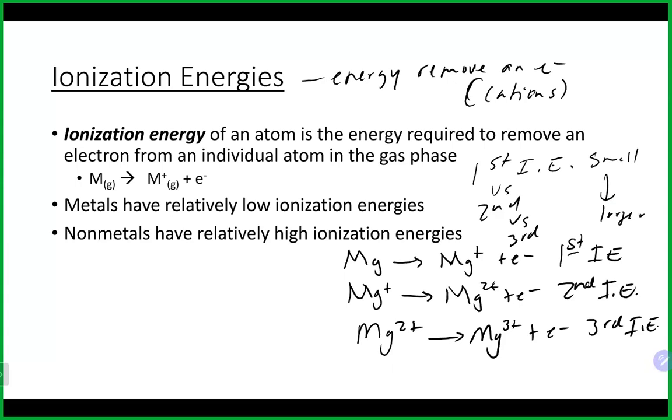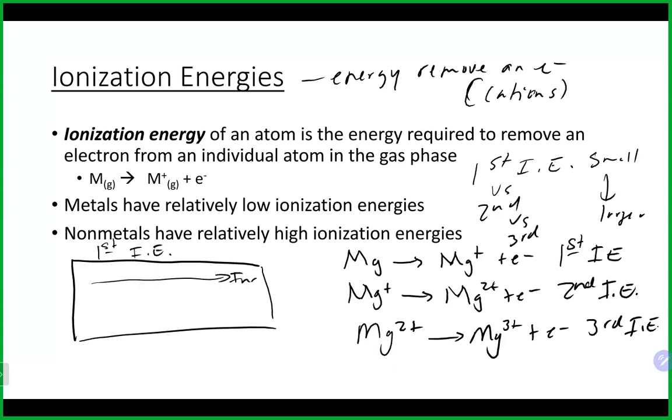So this one would be the smallest, and then it gets larger every time you keep trying to pop off an electron. In general, for the first ionization energy, the first electron that comes off, it increases as you go up to the right on the periodic table and decreases as you go down and to the left. So it gets much harder to remove electrons from the right-hand side and up than it is as you go down and to the left.